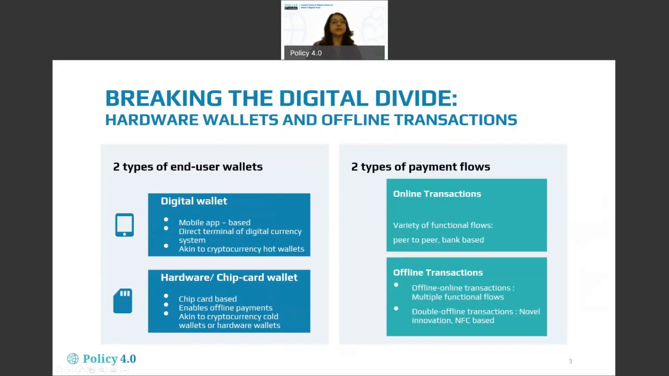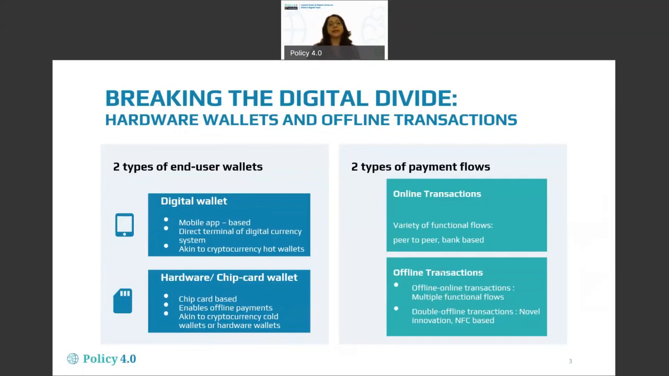So they have created an online and offline wallet, and what they've really created are these different kinds of offline transactions. The online transaction is straightforward. Typically, there are offline-online transactions where at least one device is online, and it can communicate with the servers, it can communicate with the banking system, it can settle a transaction in the back end, right? But what is very, very novel is that they have built this double offline payment system.